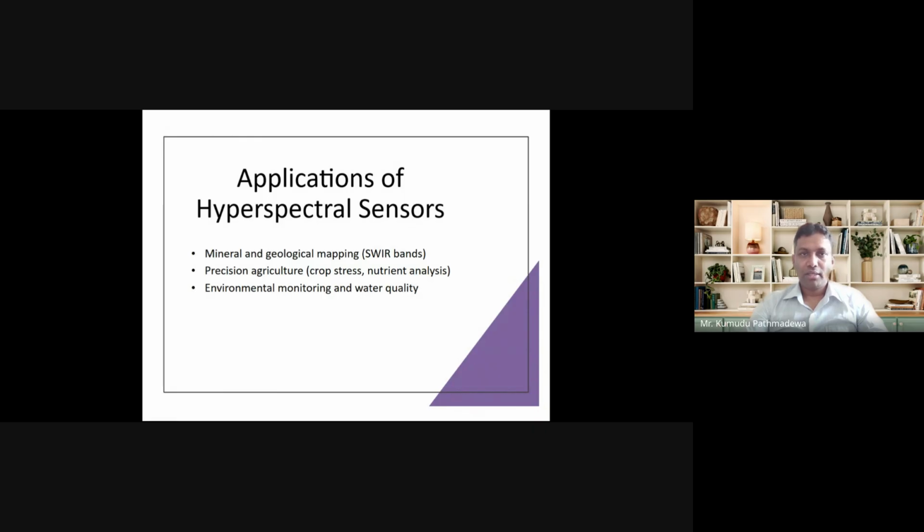So we are going to discuss key applications of hyperspectral sensors, including mineral and geological mapping using short wave infrared bands, precision agriculture to detect nutrient stress and chlorophyll levels, and water quality monitoring by analyzing absorption in specific wavelengths. Those are some applications of hyperspectral sensors. So we'll dive deep.